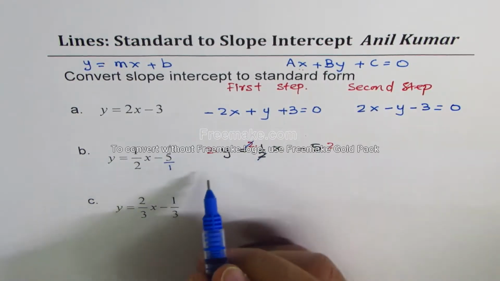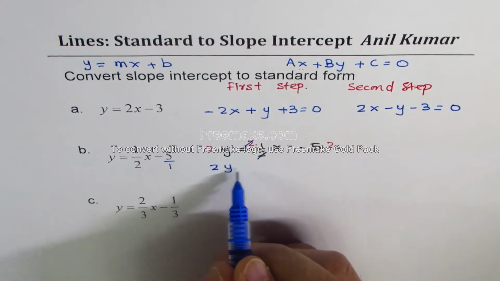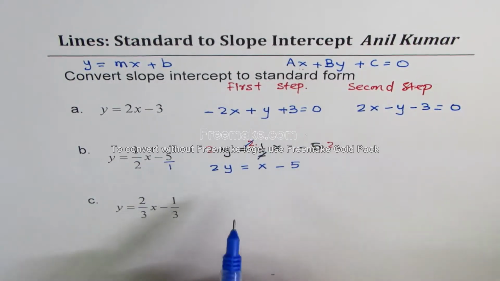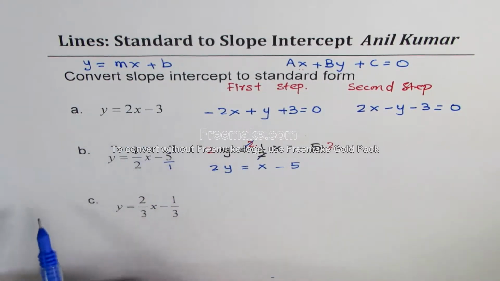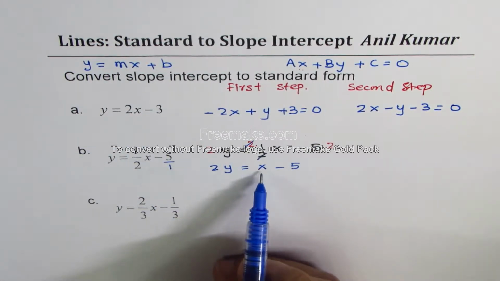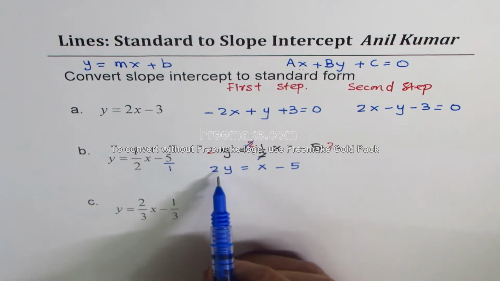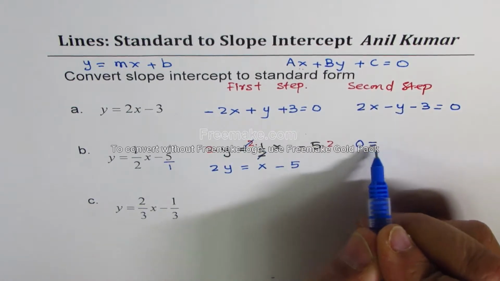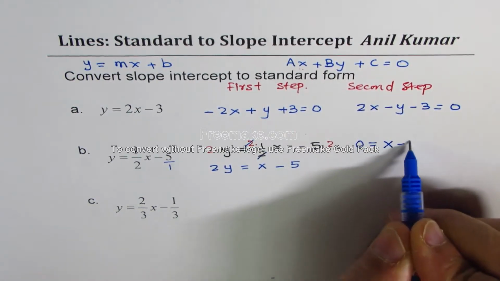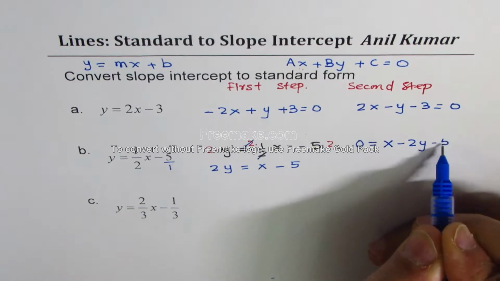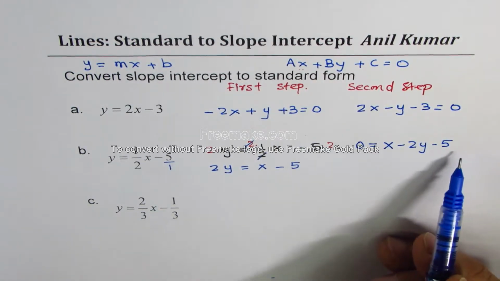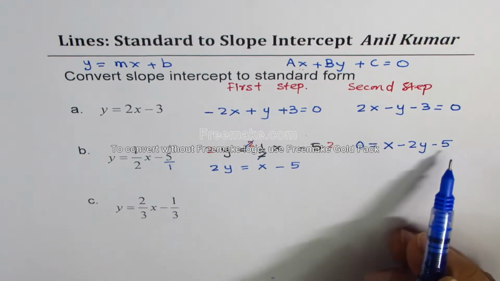And now we can bring everything to one side. So this equation basically becomes 2y equals x minus 5, correct? We need to keep the coefficient of x positive. So I will take 2y to the right side and write the equation as 0 equals x minus 2y minus 5. So that is the standard form. 0 could be written anywhere, on the left or on the right side.